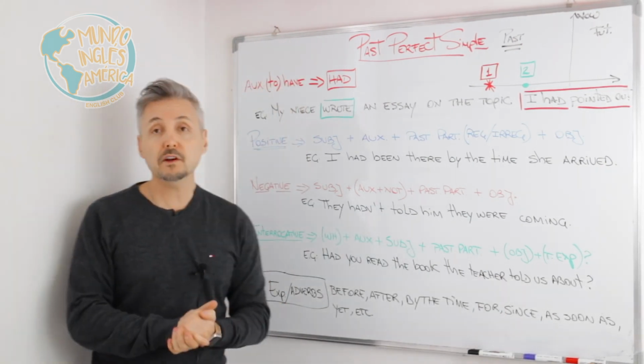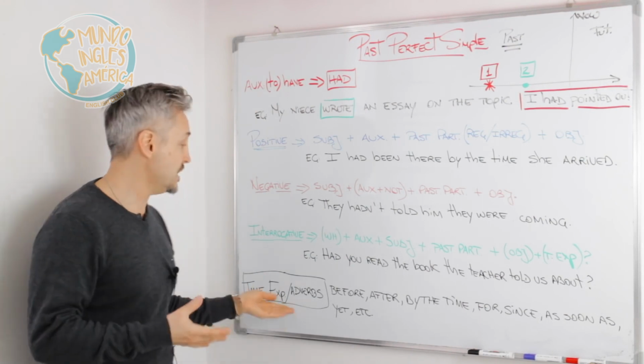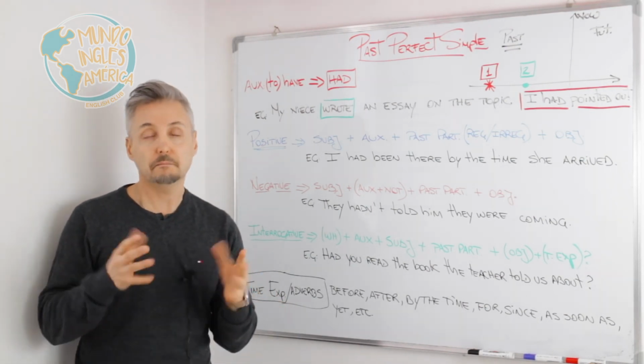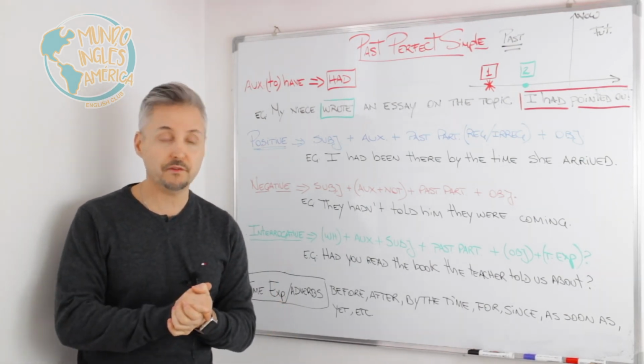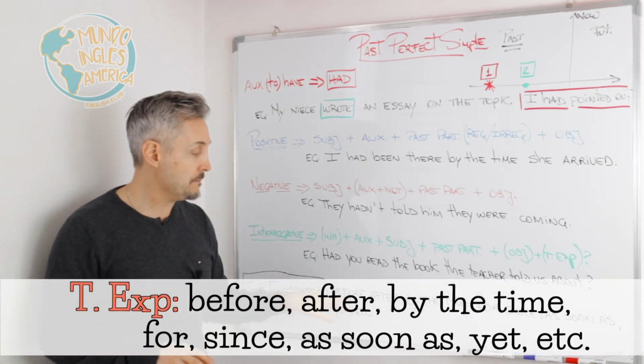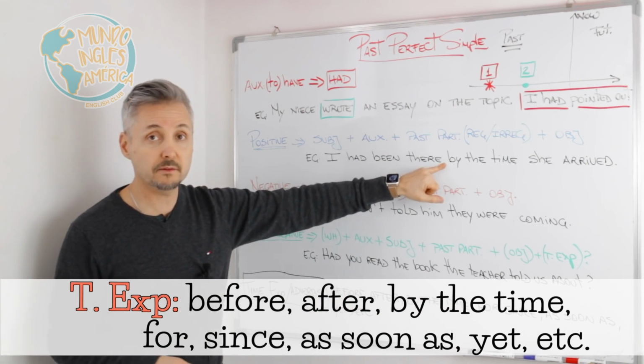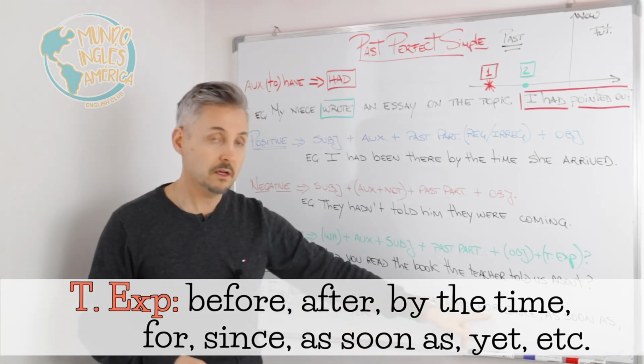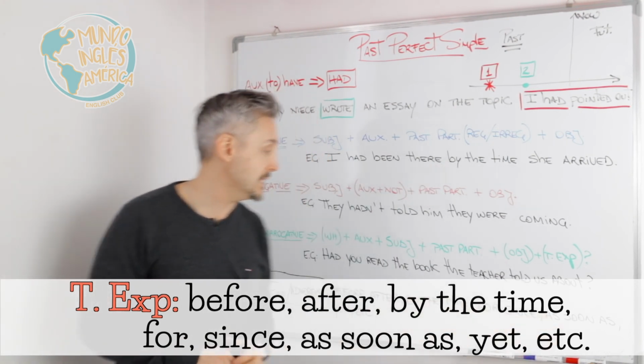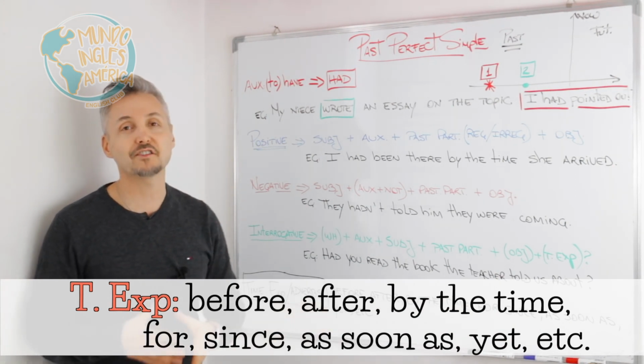Now, there are some indicators or time expressions and adverbs that we can pay attention to when we use the past perfect. And they are before, after, by the time as I used it here, for, since, as soon as, yet, etc., etc.